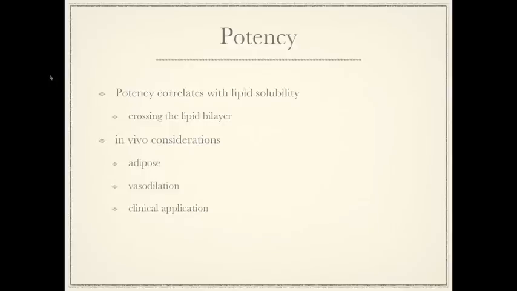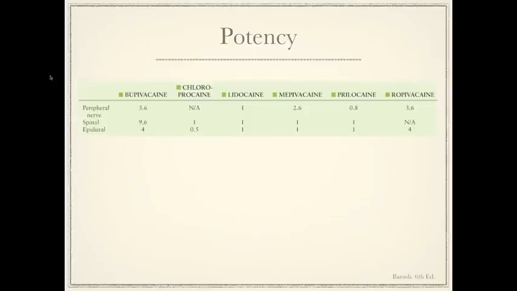Now, this has been true for in vitro experiments. However, in vivo, there are other things to keep in mind. For instance, patients have adipose, which is lipid, and can function as a sink for local anesthetics and decrease your local concentration. Local anesthetics also vasodilate, which decreases the volume of distribution. And lastly, the clinical application, what you're actually using the drug for, can affect the potency.